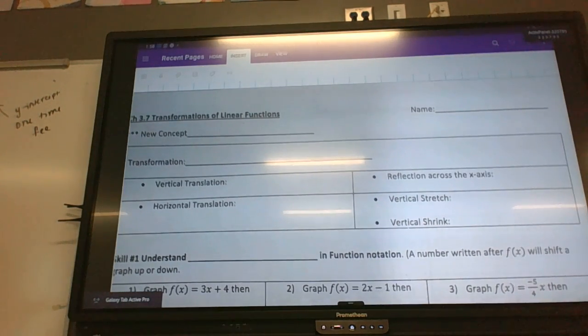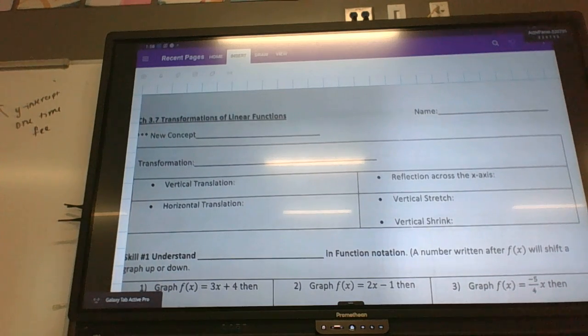Alright, chapter 3.7. Transformations of linear functions. Who's got the extra?